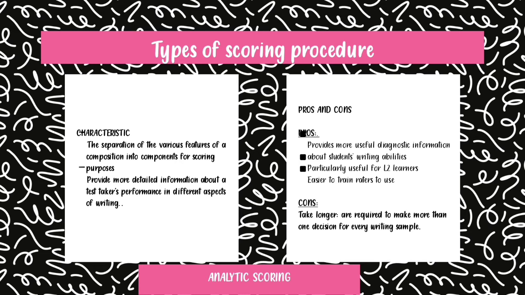And about pros and cons of analytic scoring. Pros of analytic scoring are that it provides more usable diagnostic information about student writing abilities. Analytic scoring is particularly useful for second language learners, and it is easier to train readers to use. However, the con of analytic scoring is that it takes a longer time. Analytic scoring requires readers to make more than one decision for every writing sample.